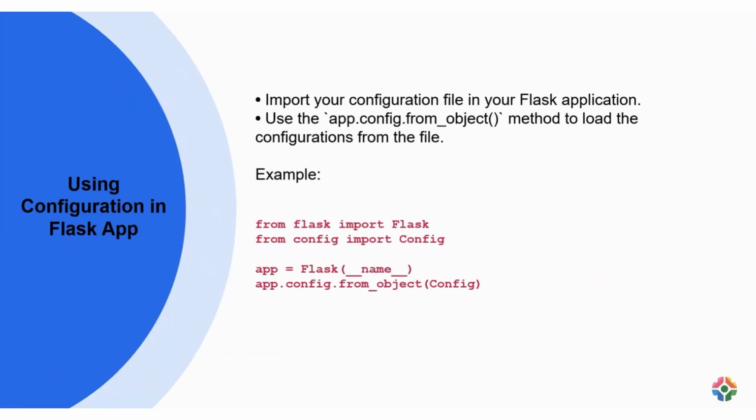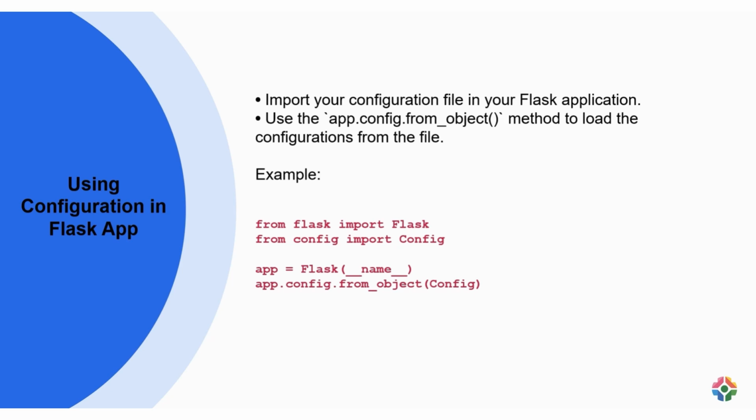To import a configuration file in a Flask application, utilize the app.config.from_object method. This method loads the configurations from the specified file. For instance, if you have a configuration class named Config in a module named config, you can import it in your Flask app as follows.